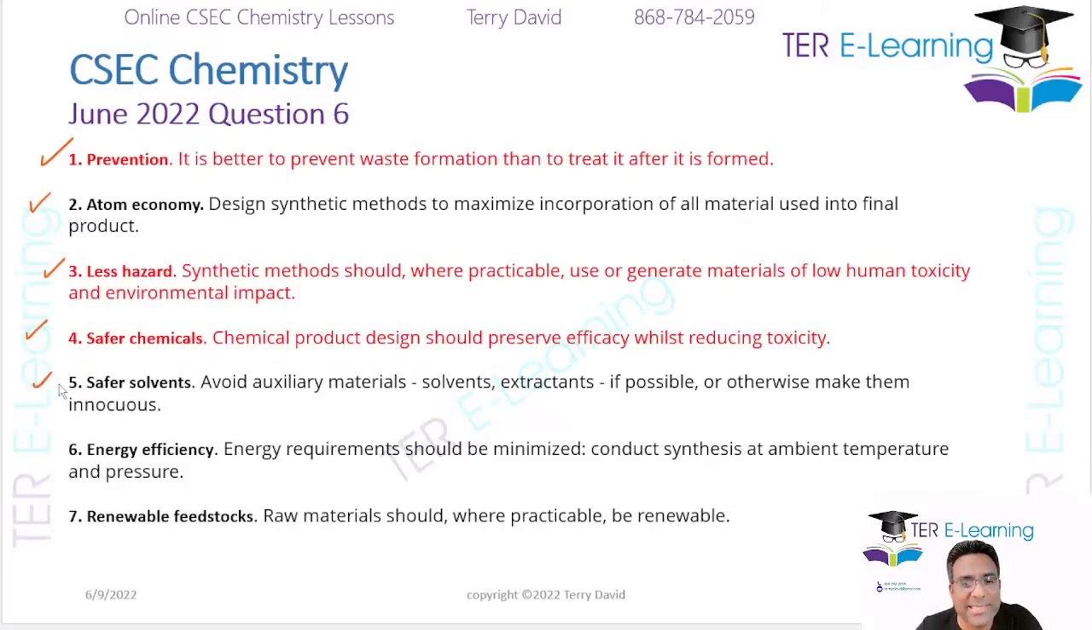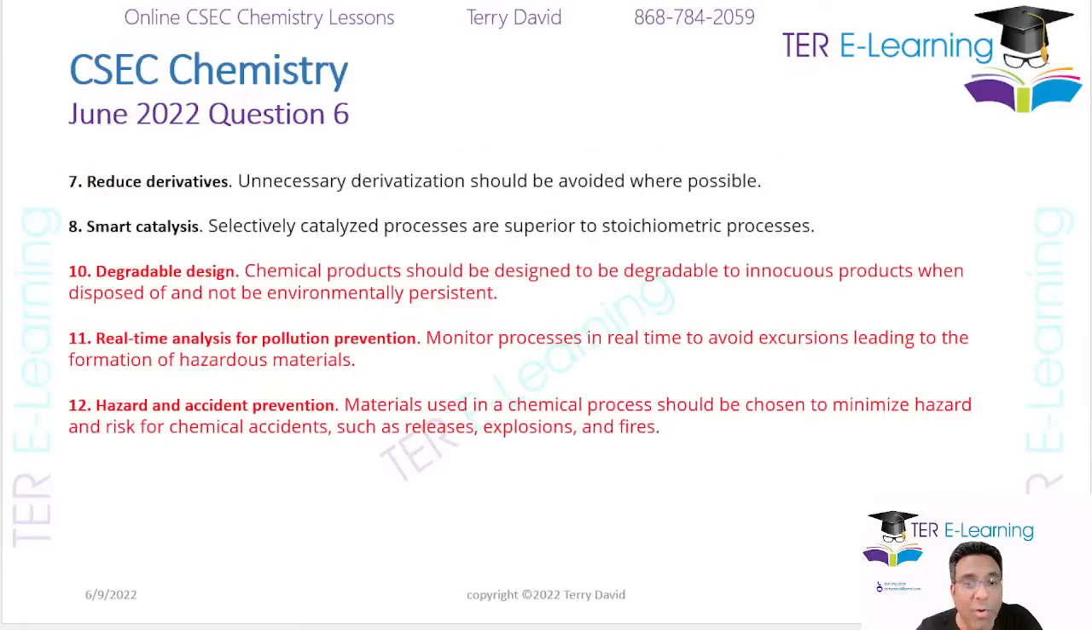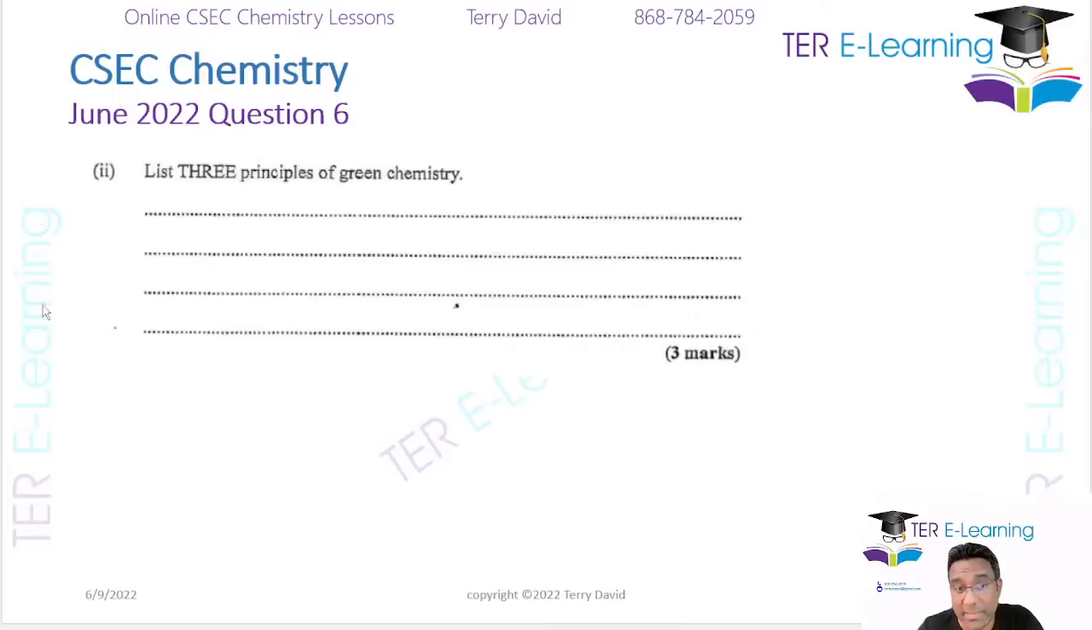Next one is use safe solvers, right? So we have 12 of them here. All they wanted was 3 of them, right? So I have 12 here, and that's something you can check up on your own, but that's on the syllabus, yes. And they want 3 principles of green chemistry. Any one you want, and that's it.